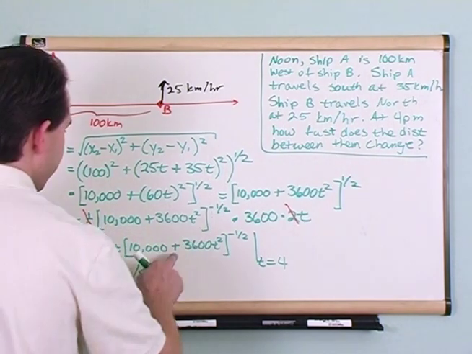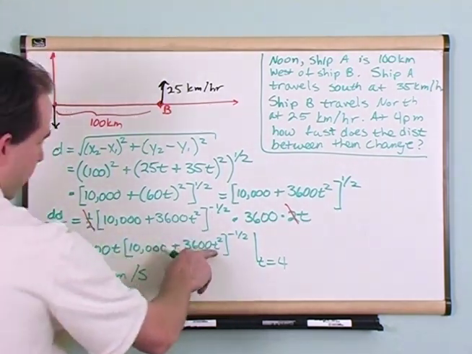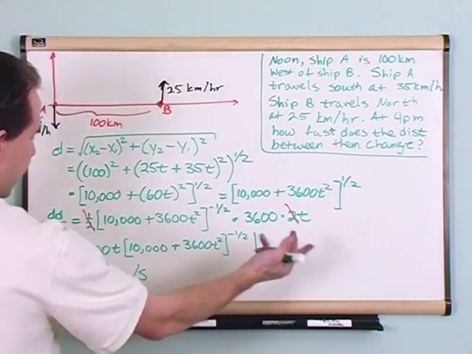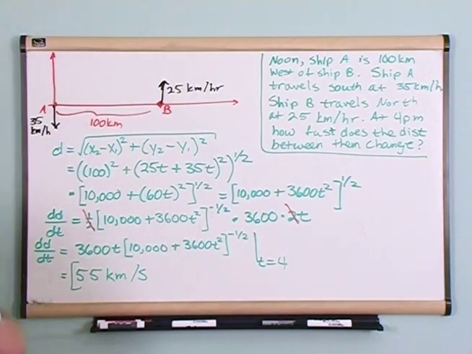So you just put a 4 in here and a 3 there. If you put 10, like 10 hours later, what you're predicting at that point is how fast the distance between those boats is changing 10 hours later. So that would be at 10 p.m.